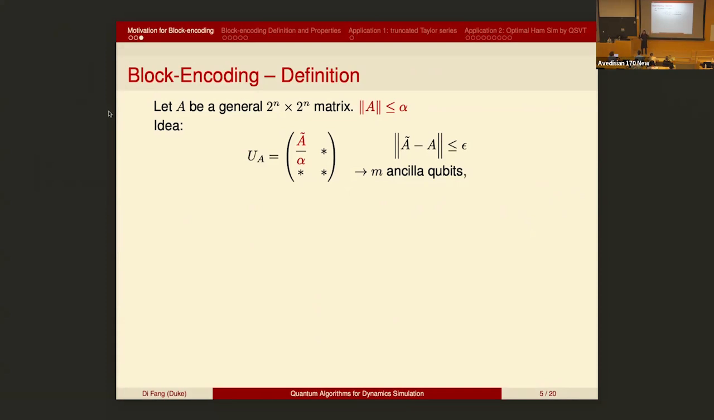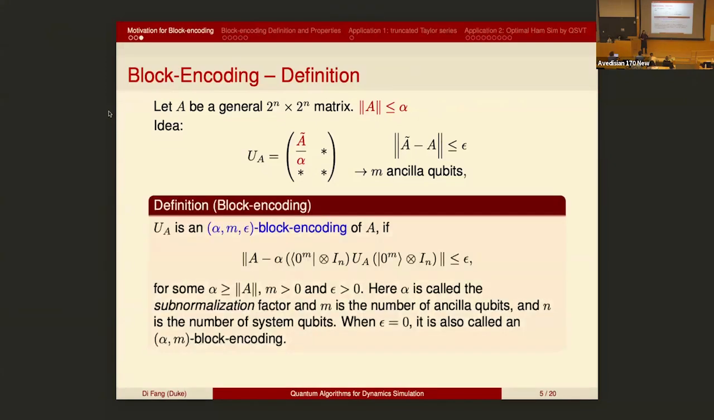So here is a nice cartoonish definition of block encoding. Now it's the mathy definition of block encoding. I'll just show you. It's not too mathy. Let me explain. We call this alpha, which is a sub-normalization factor. M is how many ancilla qubits you need, which I will discuss later. And epsilon is the precision of this encoding. So alpha, M, epsilon block encoding is defined in this way. Particularly when epsilon is 0, you can drop the third component and just say alpha, M block encoding.